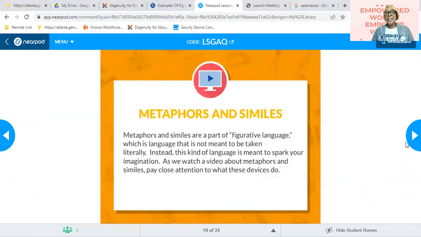So metaphors and similes are a part of figurative language, which is language that is not meant to be taken literally. So when you're saying something in a figurative way, you're not saying it to be taken exactly the way that it is said. Instead, this kind of language is meant to spark your imagination. As we watch a video about metaphors and simile, pay close attention to these devices.